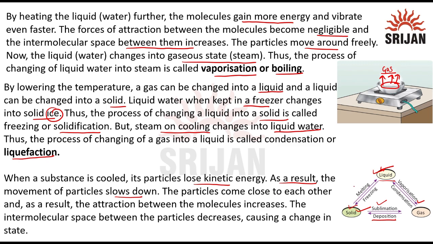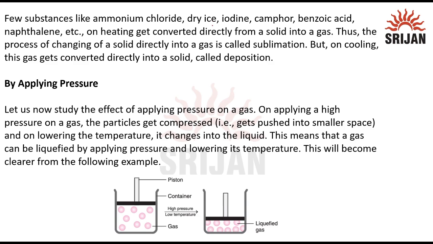Now, a few substances like ammonium chloride, dry ice, iodine, camphor balls, benzoic acid, naphthalene, etc., on heating get directly converted into gas. That means they are solid but are directly converted into gas. This process of changing a solid directly into gas is known as sublimation. But on cooling, it gets converted directly into solid also, called deposition.